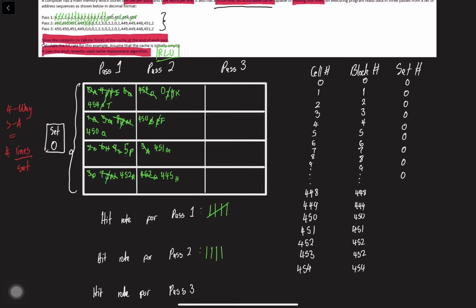Our next one will be 1. 1 does not exist here. So we have to remove the least recently used, right? And in this case it will be our F. So we remove our 1, and K will jump onto L.